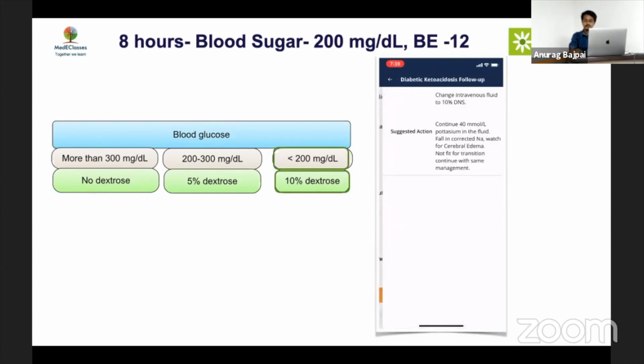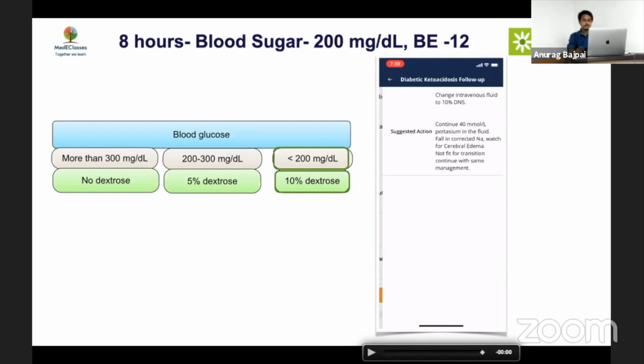So what you are seeing is that it says that you continue 40 millimoles and you have to change the fluid to 10% DNS. And there is a fall in corrected sodium. So we talked about corrected sodium as an important parameter. Now just by putting in the initial and subsequent values, you get this fall in corrected sodium as important. So there is a risk of cell edema. It's already talked about that. It's alerting you. So that becomes important.